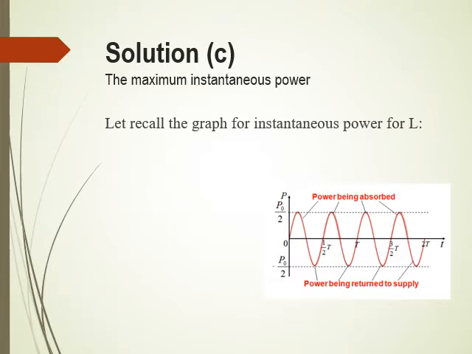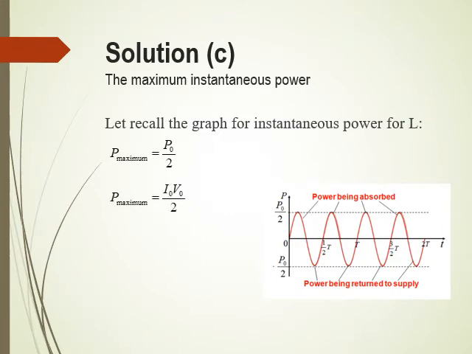If you look at the graph, the maximum value of the graph is P peak divided by 2. It is just half of the peak power. That's what I told you just now. Maximum power is not equal to the peak power. So now let us see how we are going to solve it. According to the graph, P maximum is P peak over 2.